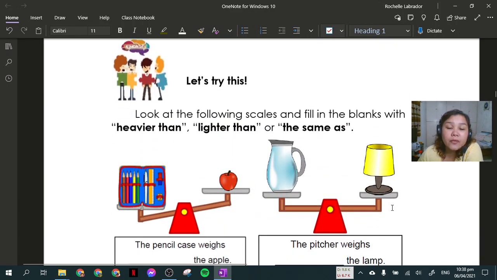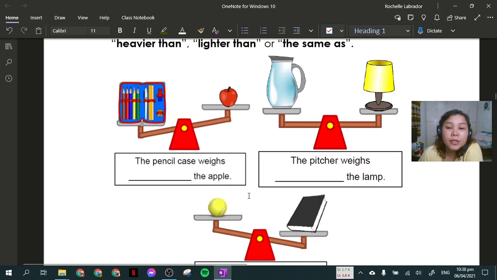For engaged activity, let's try this. Look at the following scales and fill in the blanks with heavier than, lighter than, or the same as. So for picture number 1, between the pencil case and the apple, so the pencil case weighs blank the apple. Is it heavier than, lighter than, or the same as?